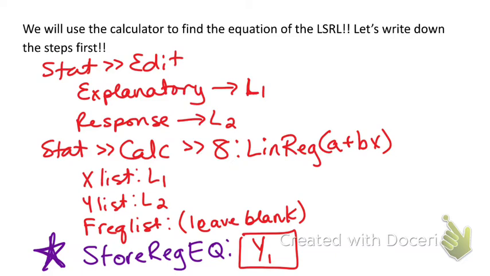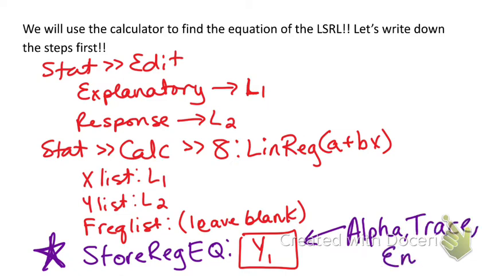So in order to get our calculator to put a Y1 right there, we are going to push the following buttons. Alpha, trace, and enter. When you hit alpha, trace, it pulls up a menu onto your screen that says Y1, Y2, Y3, Y4, all the way down. And you just hit enter on the Y1 because that'll be the first one it shows.